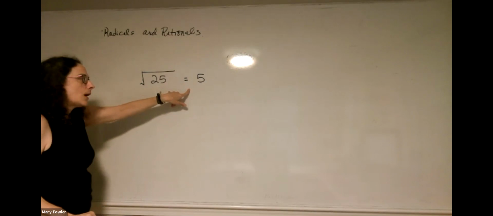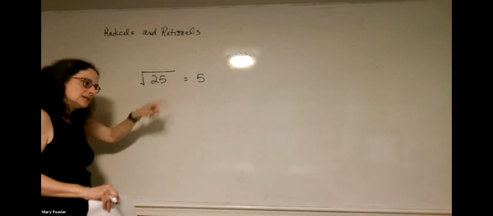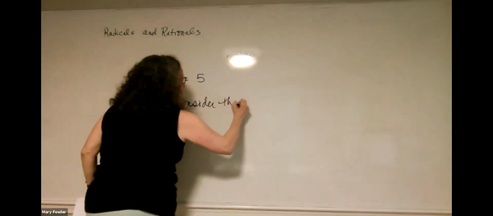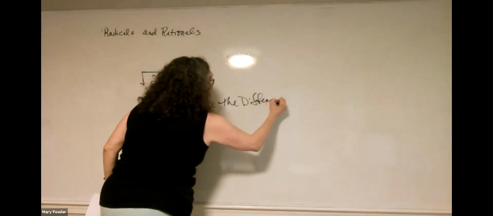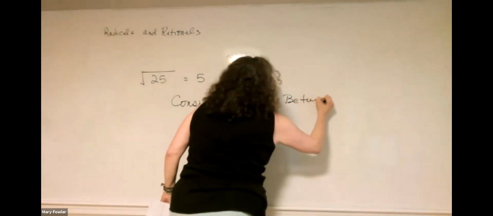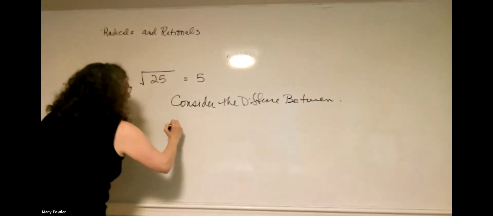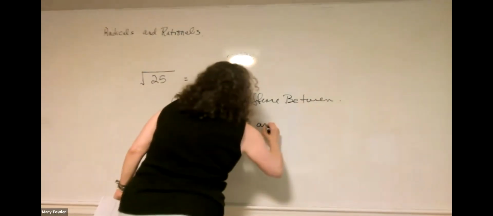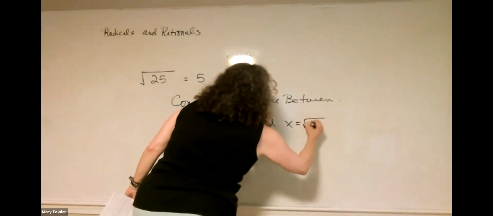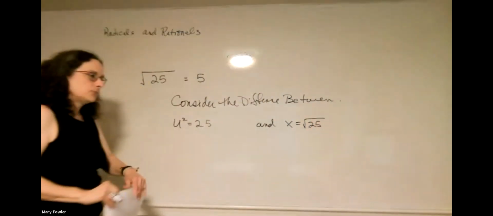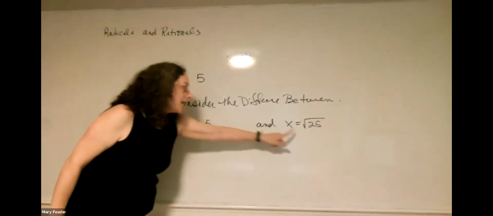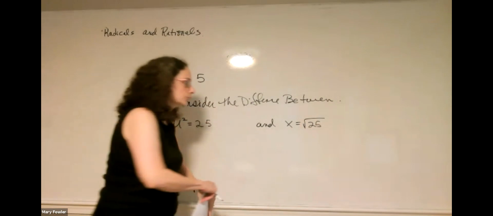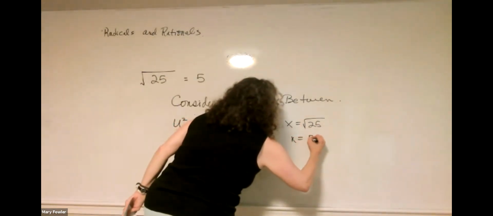Okay, so I want to consider the difference between u squared equals 25 and x equals the square root of 25. Okay, so we kind of talked about this one already. The square root of 25 refers to the positive root. So that's going to be x is equal to 5.